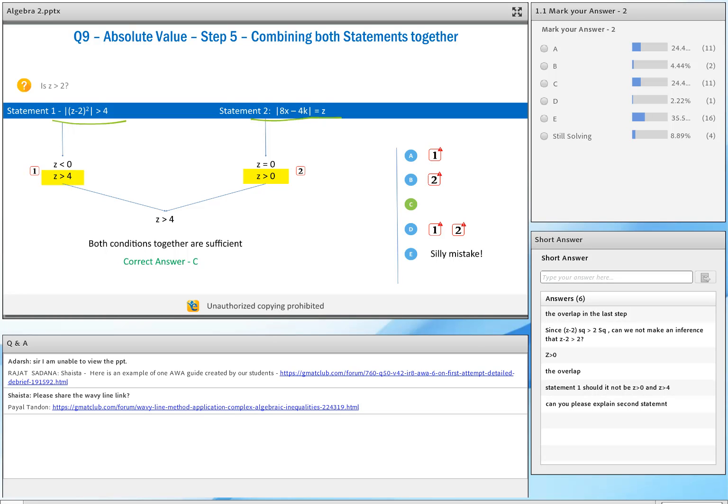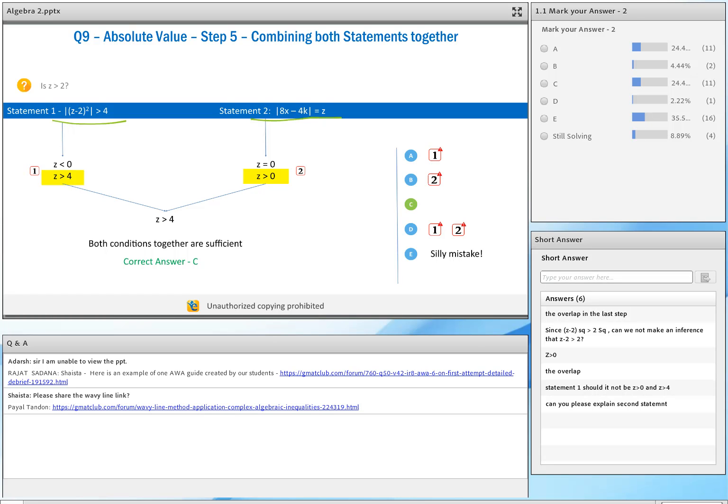If (z minus 2) square is greater than 2 square, can we not make an inference that z minus 2 is greater than 2? No, we cannot. Again, you have to process it further. You cannot make that inference. You cannot simply remove the square from both the sides.